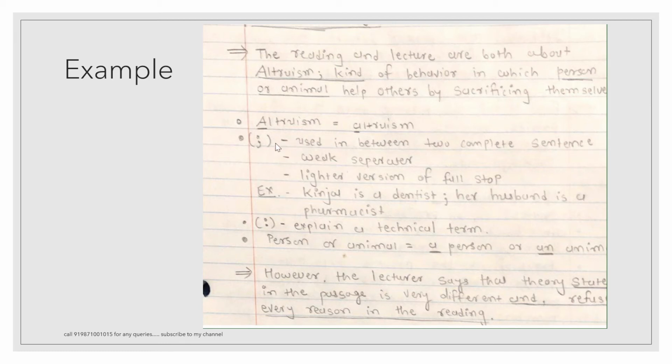After that, a semicolon is used between two complete sentences. It's a weak separator. So a full stop is a strong separator. So if you want to separate two sentences and they are talking about two different things, you make use of a full stop. Otherwise you use a semicolon like the way it is used here. Kinjal is a dentist; her husband is a pharmacist.